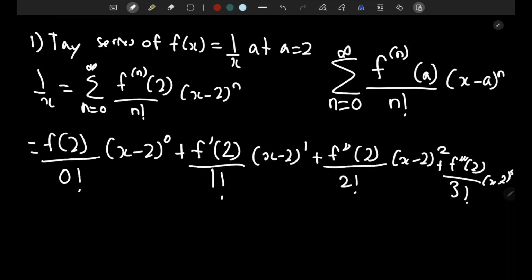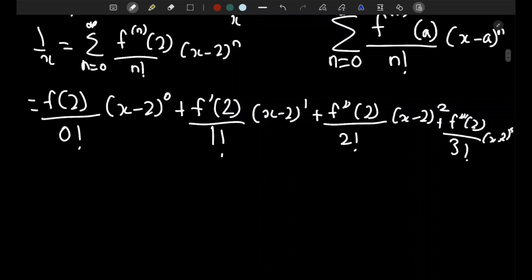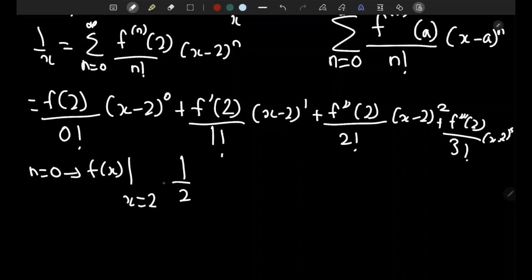So now we need to evaluate all of these numerators. So I'm going to do it on the side. So let me just scroll down a little bit. When n is equal to 0, we have f of x as the 0th derivative. So it's just going to be f evaluated at x equals 2, since we have f of 2, and that'll be 1 over 2, right? Because we had the function 1 over x, and you just substitute x as 2.